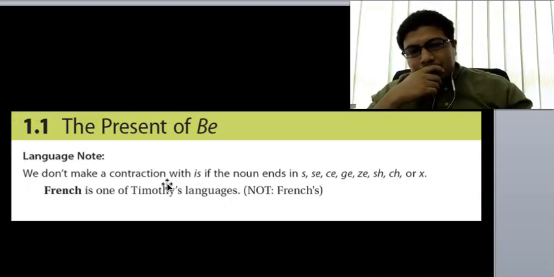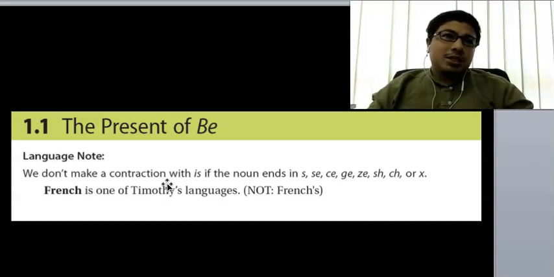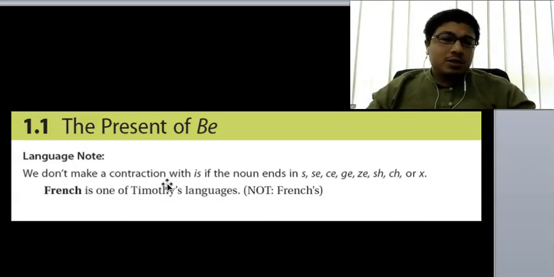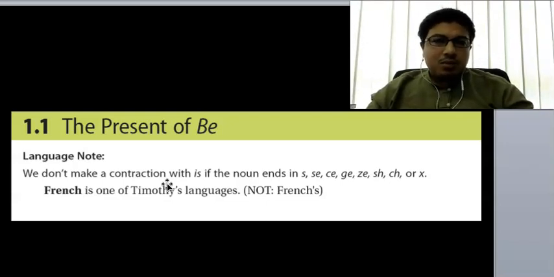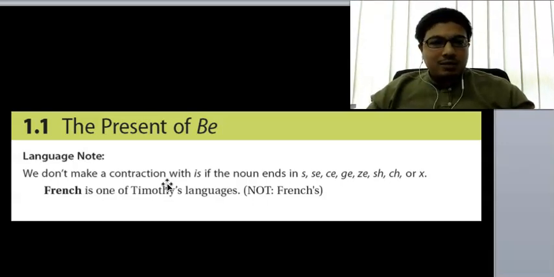Next, we have to be very careful when we use be verbs. Not all be verbs can take apostrophe s. For example, just now we talked about she is. We say she apostrophe s, she's. But some words we don't put apostrophe s. For example, the word French here. French is one of Timothy's languages. You don't say French apostrophe s because in English we also have exceptions. Some words we put apostrophe s when we want to make it short, but some other words we don't put apostrophe s.